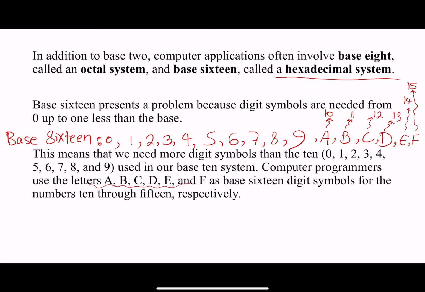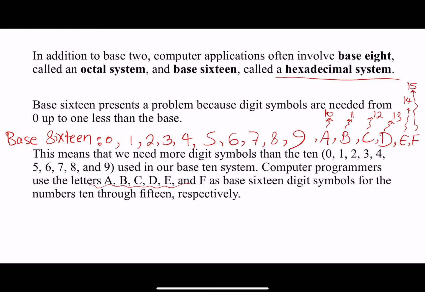But after 9, we do not go to 10. We have 10, 11, 12, 13 in base 10. You are working in the hexadecimal system, or base 16. So after 9, we go with A. A represents 10, B represents 11, C represents 12, D represents 13, E represents 14, and F represents 15.